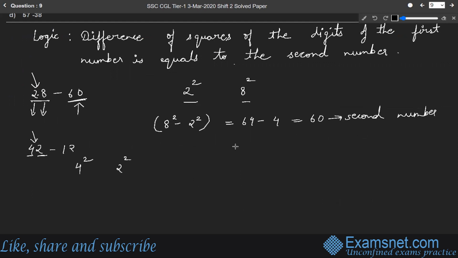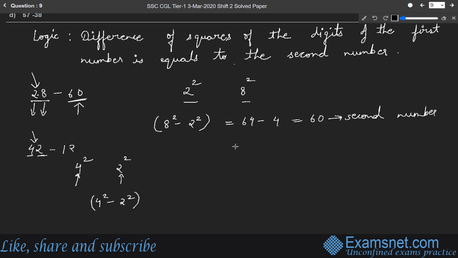Difference will be larger minus smaller. Larger number is 4 and smaller number is 2. So difference will be 4 square minus 2 square. This is the difference of the square of the digits of the first number here. First number is 42 and the digits are 4 and 2.